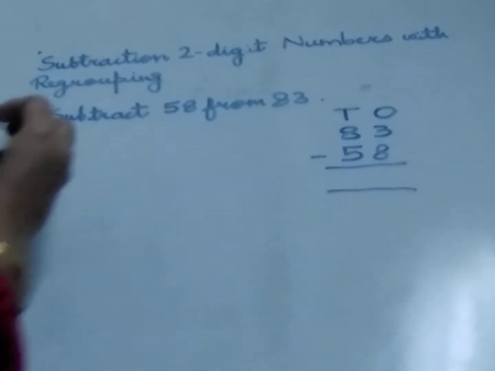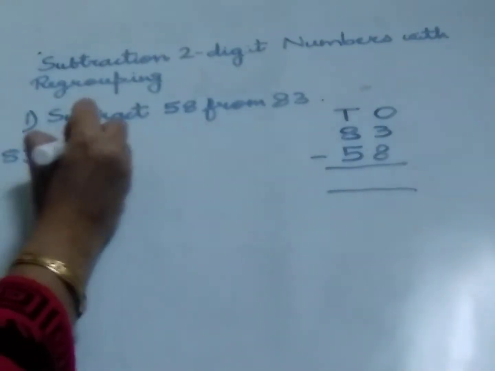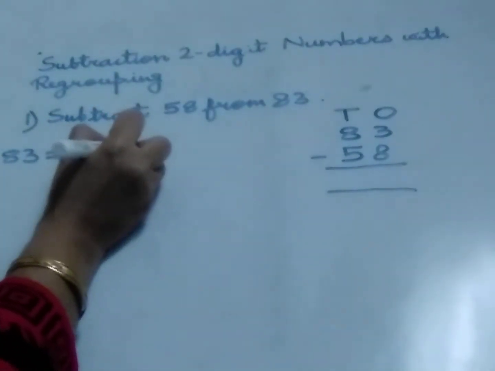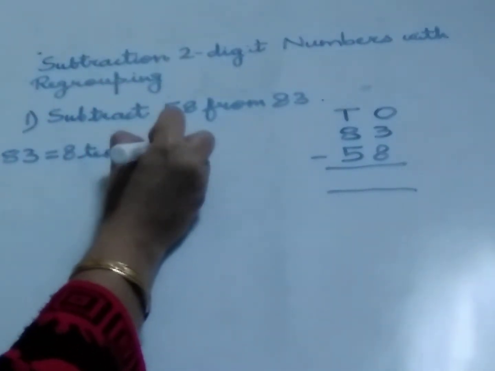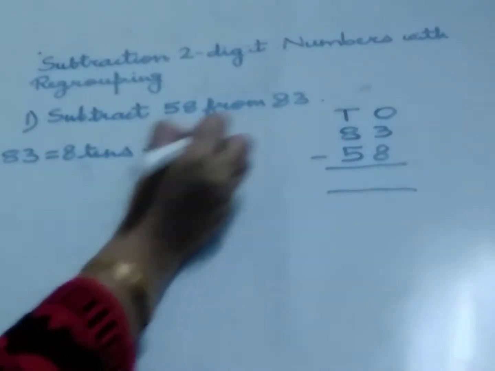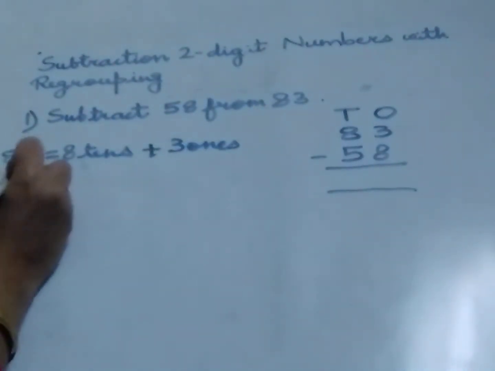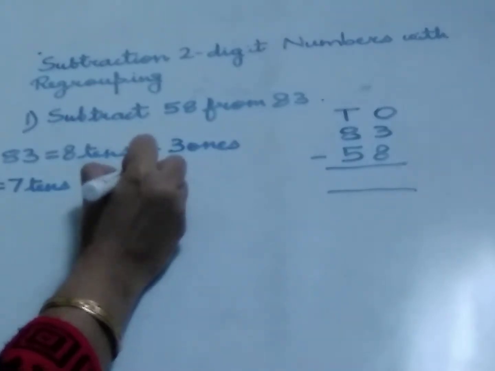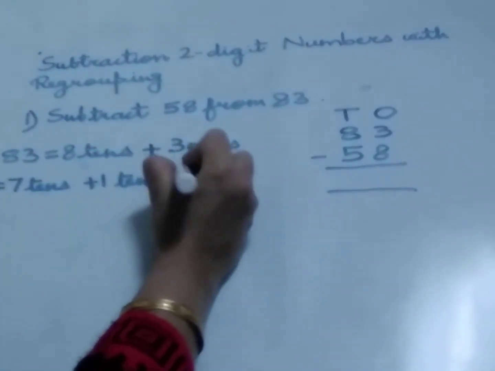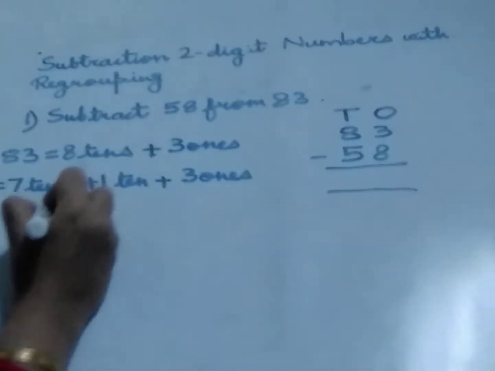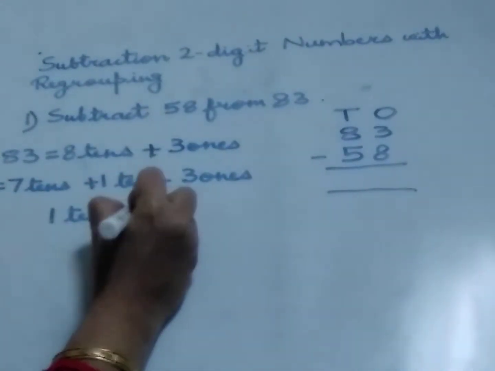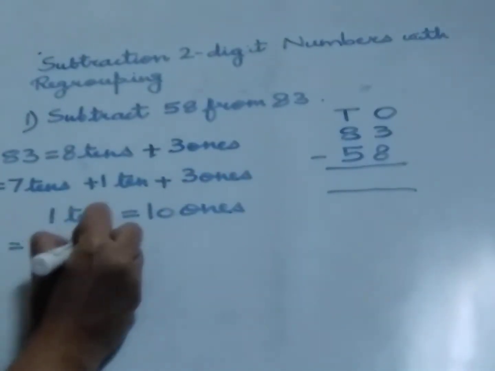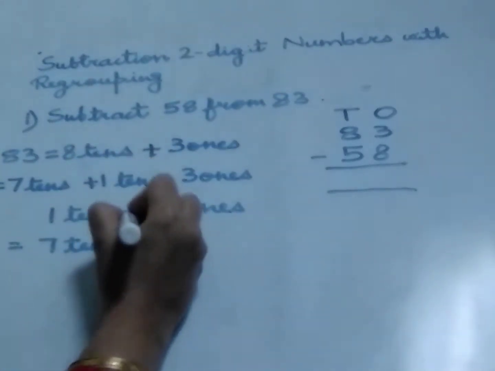So we regroup 83. 83 becomes 8 tens plus 3 ones. Now expand it: 8 tens is 7 tens plus 1 ten. 8 tens can be written like this, plus 3 ones. Now we know 1 ten is equal to 10 ones.